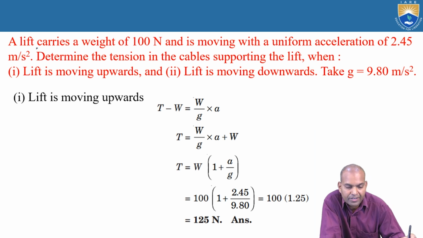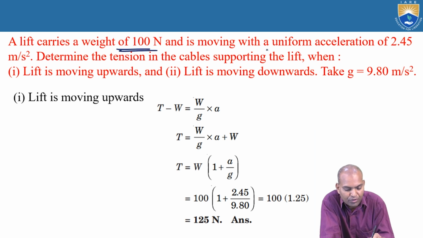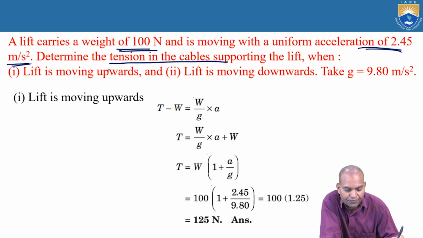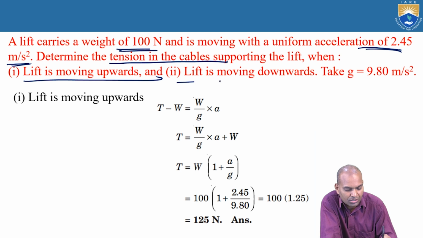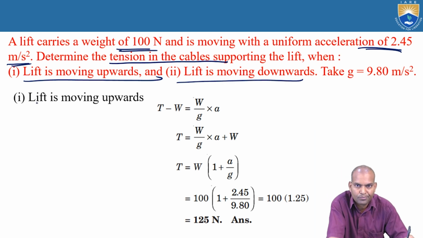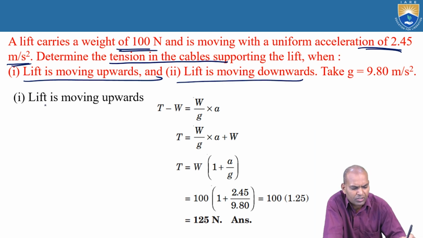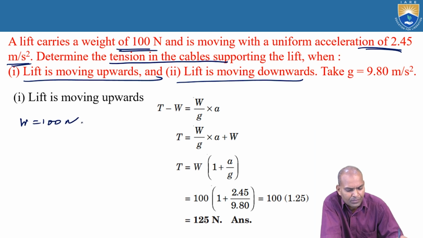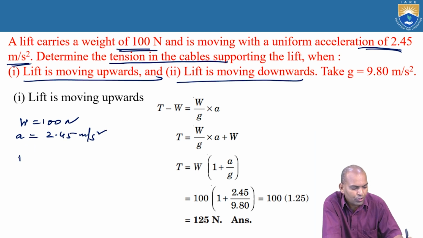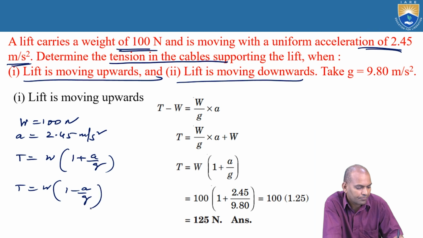A lift carries a weight of 100 newtons and is moving with a uniform acceleration of 2.45 meters per square second. Determine the tension in the cables supporting the lift when the lift is moving upwards and when the lift is moving downwards. Take g equal to 9.8. Now directly substitute: the weight is 100 newtons and the acceleration is 2.45 meters per square second. We know that T equals W times (1 plus a by g) and T equals W times (1 minus a by g).